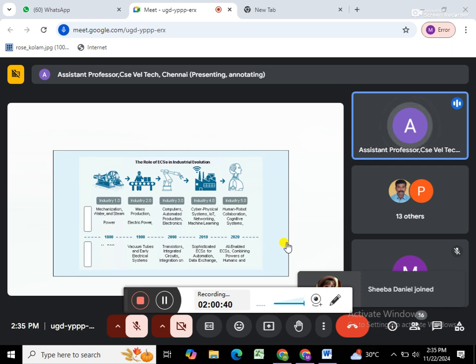Any doubts until this about the emerging versions of industries? Any queries until this? Any questions until this?